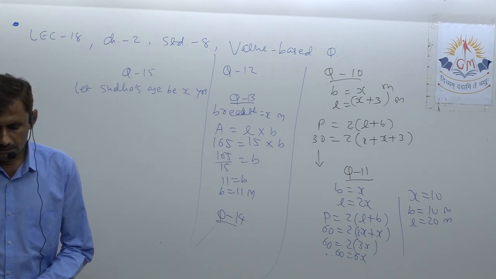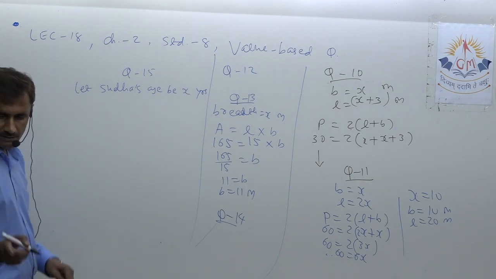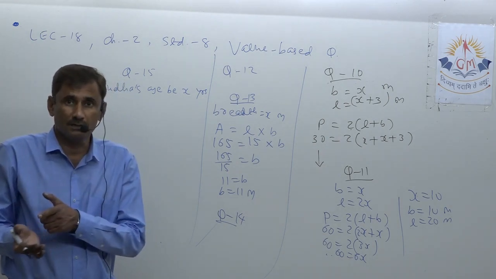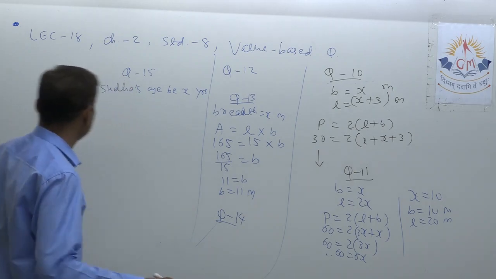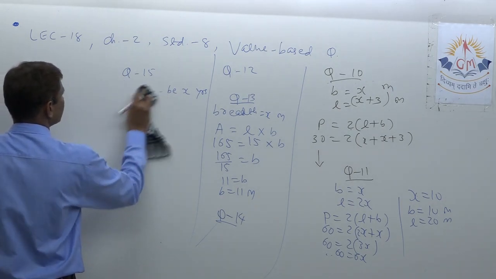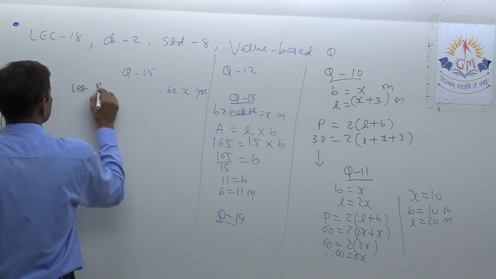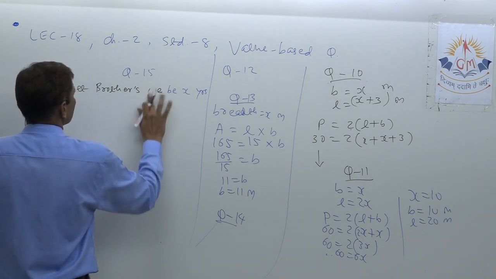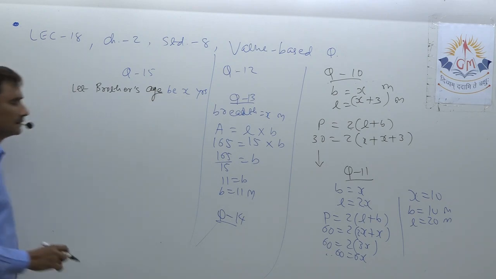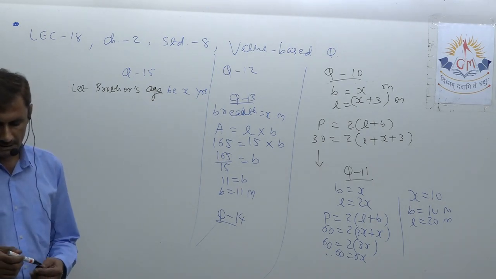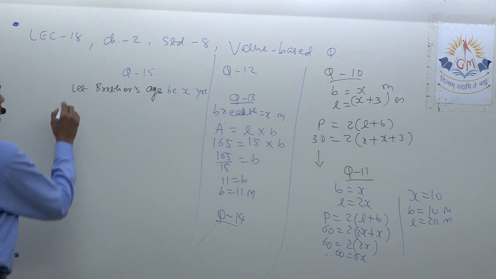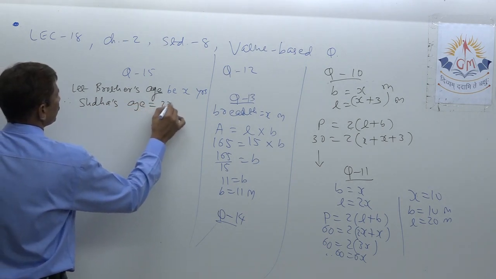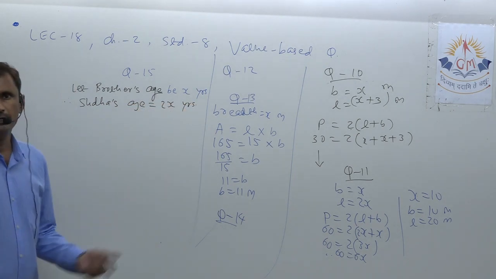Obviously, sorry, let Sudha's brother's age be x, because Sudha is twice as old, which means her brother is younger. His brother's age is less. So let Sudha's brother's age be x. Now Sudha's age will be twice. Therefore, Sudha's age will be 2x. So we are having both ages.